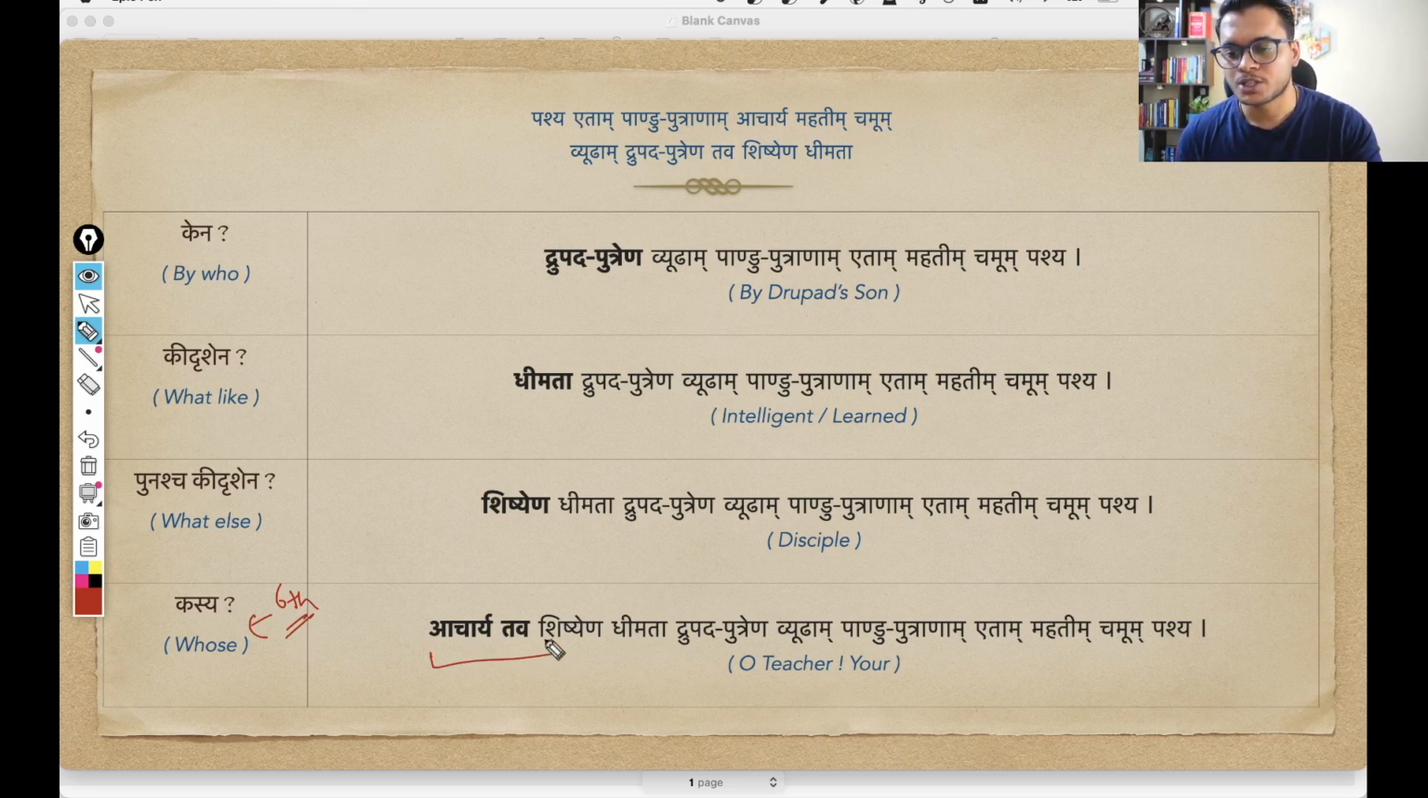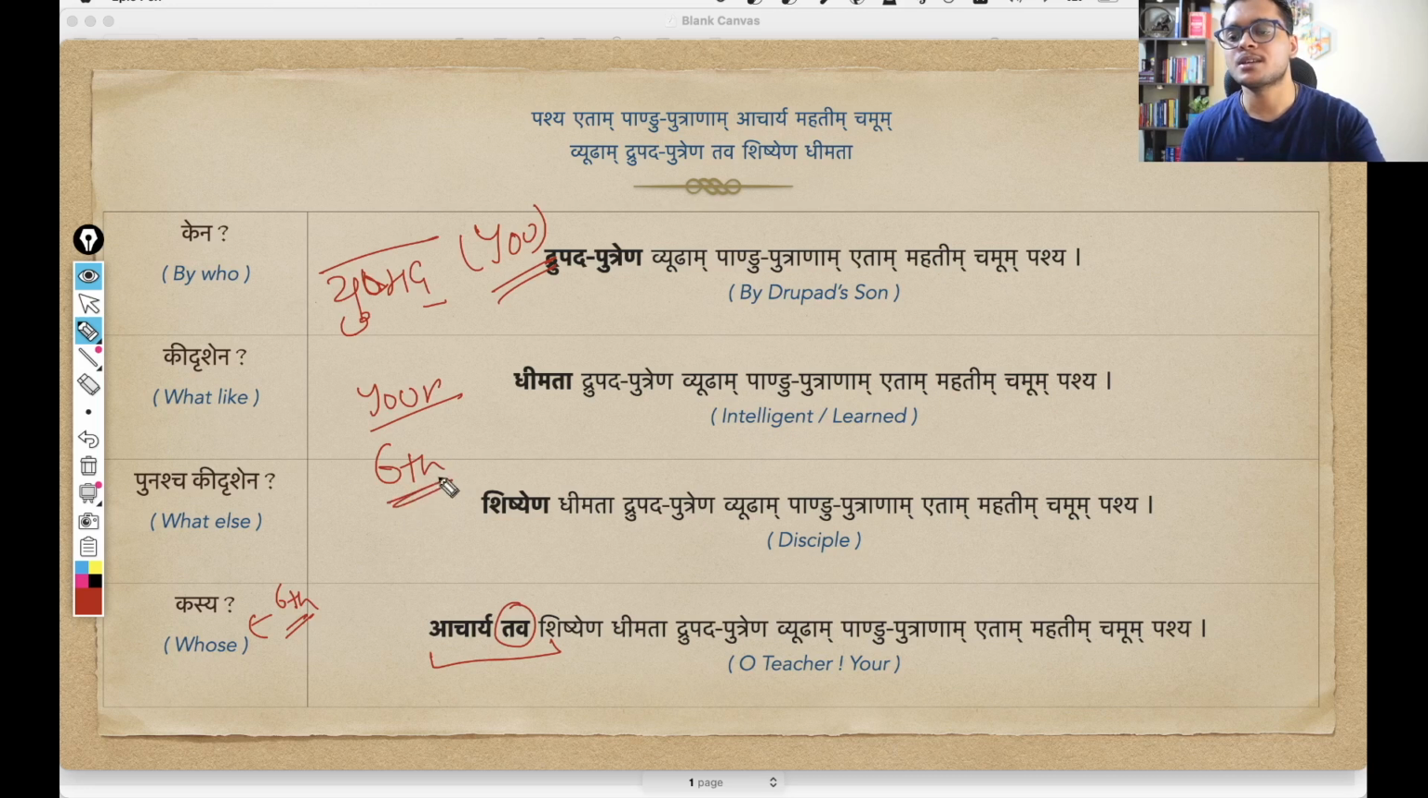So leave this word Acharya now. See this word Tav. So you have this base word Yushmad. Yushmad is used to denote you. So if I want to say of you, or your, I will use the sixth case, right? And in the sixth case, this Yushmad becomes Tav.